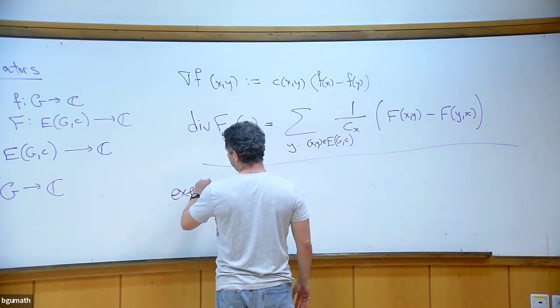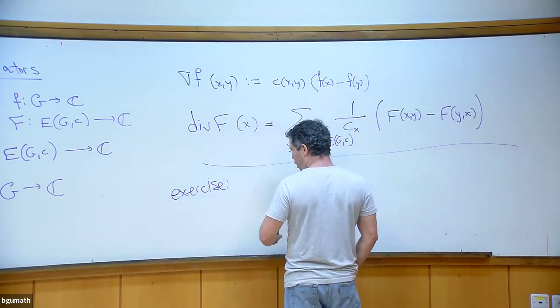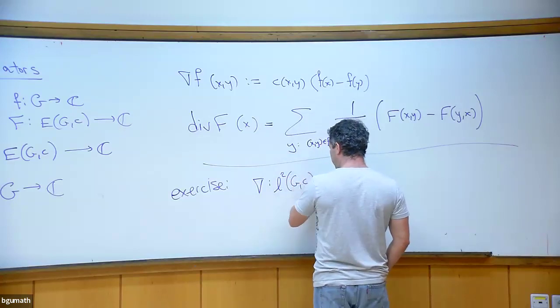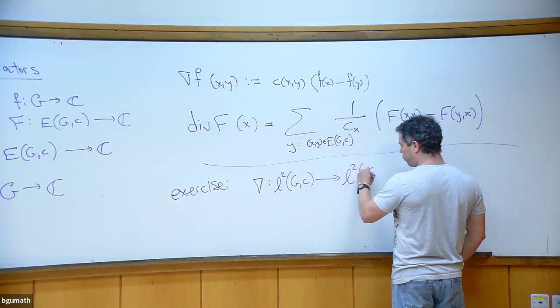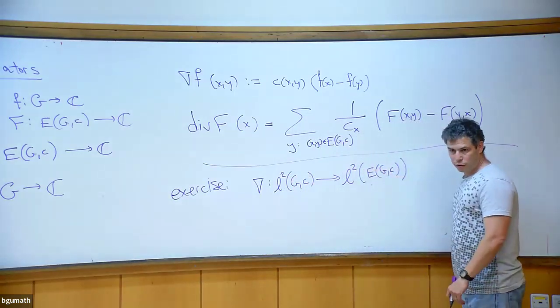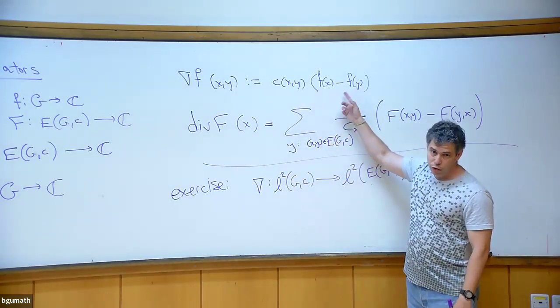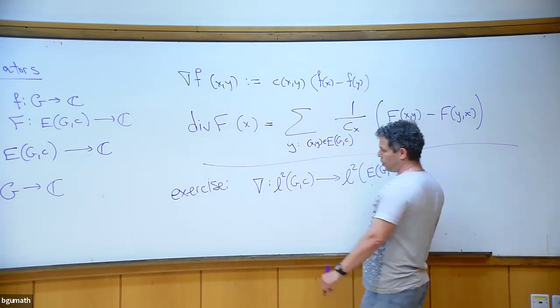But, exercise: just prove that nabla is an operator that takes L2 functions to L2 functions, on the corresponding spaces. So this means that if you start with an L2 little f, you get an L2 function in the other space, in the space of edges. You have to verify that this works.